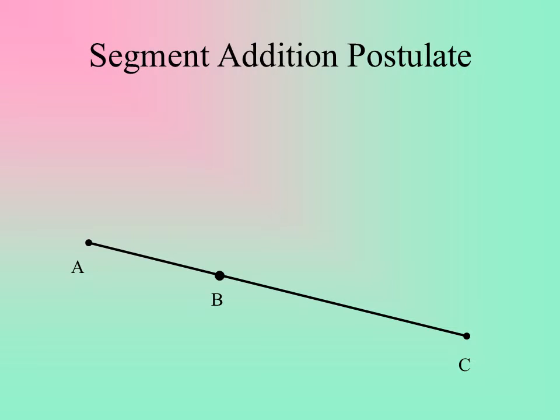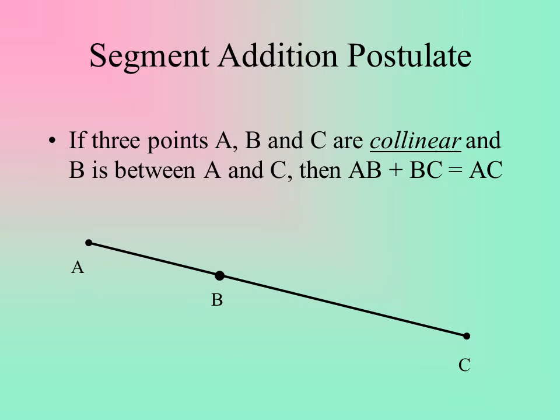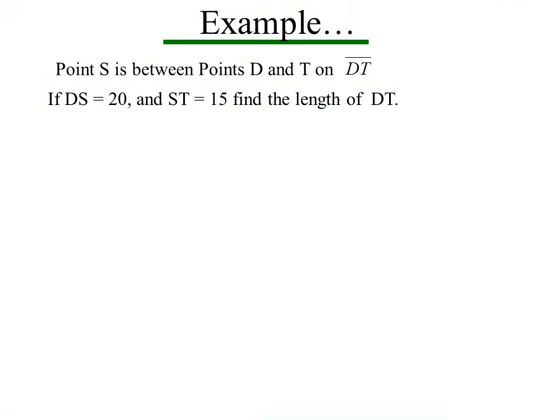The segment addition postulate says if there's 3 points on a segment, for instance, A, B, and C, and they are collinear, so you remember collinear means that they all lie in the same line, and B is between A and C, then AB, this little segment AB, plus the segment BC has to equal the whole segment AC. So let's see how we'll use this in an example.